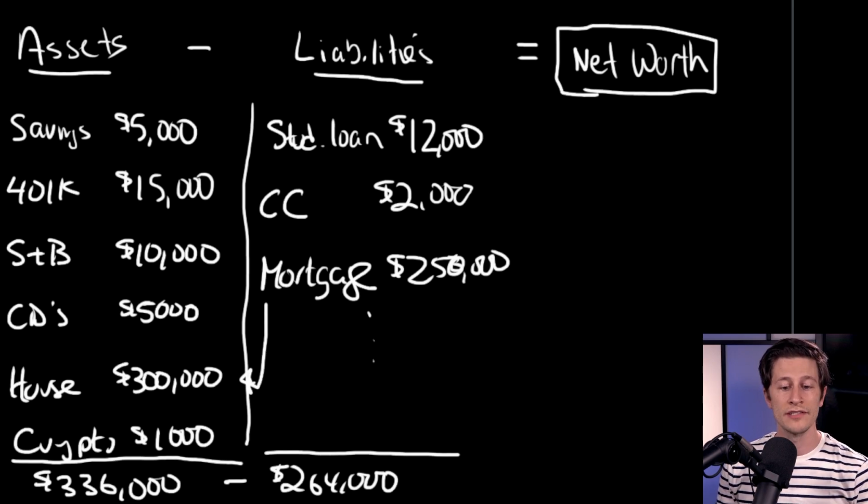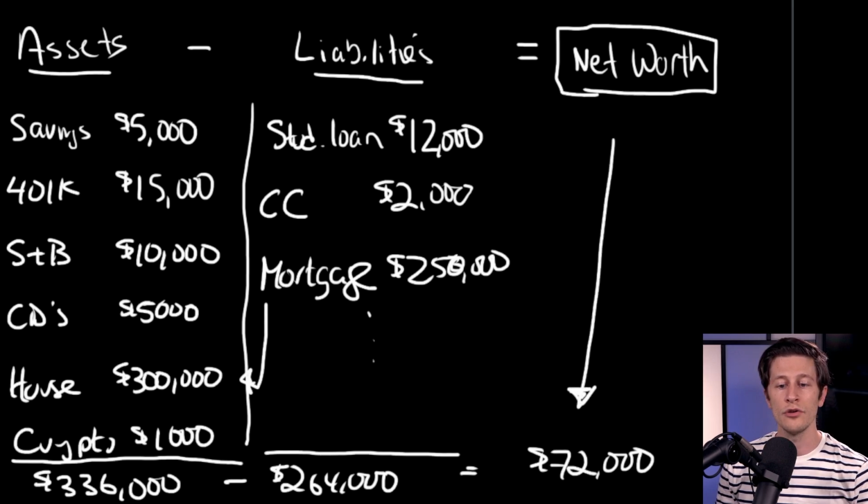Your net worth is simply the difference. That's 36 and 36. This means your net worth is $72,000. Your net worth is the value of your assets net of any liabilities.